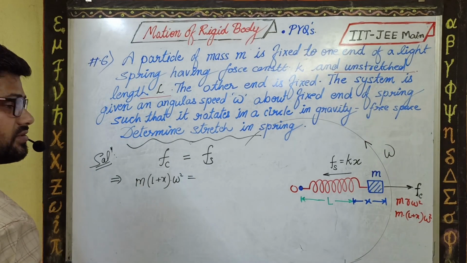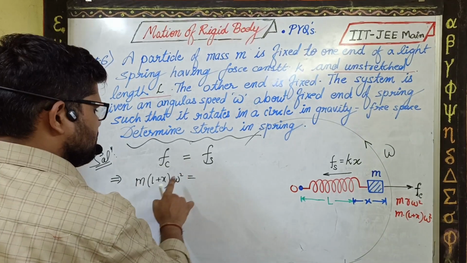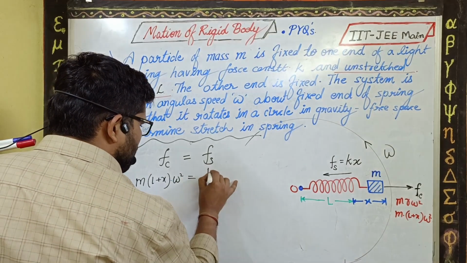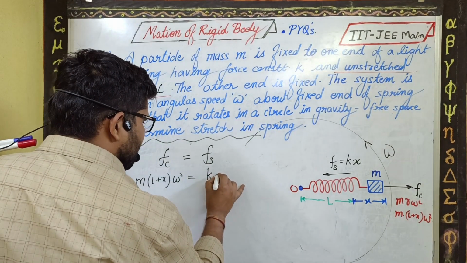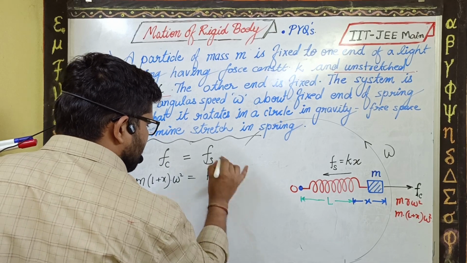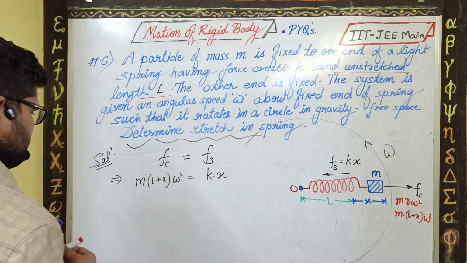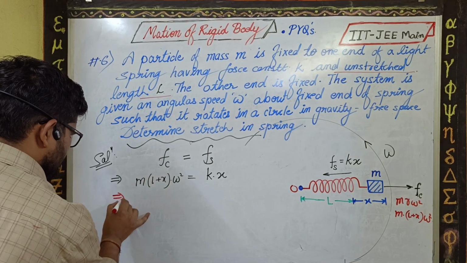m r omega square is the centripetal force in terms of the angular speed, and spring force equals spring constant k into deformation. Say deformation is x. We have to determine the value of x. We can find it out from this equation.